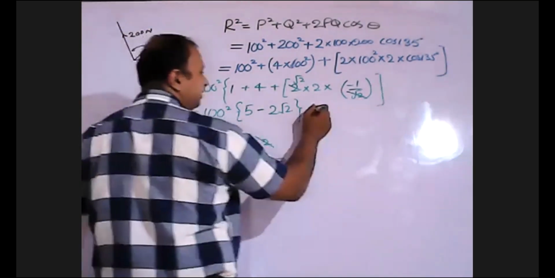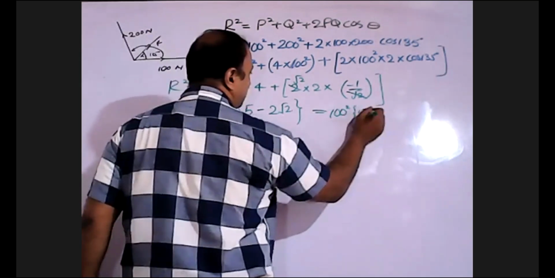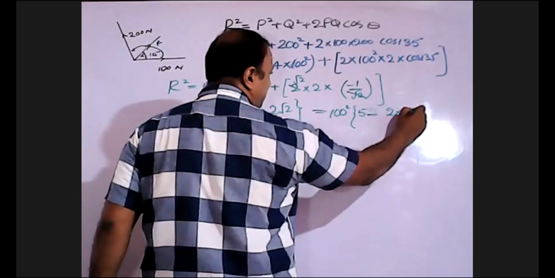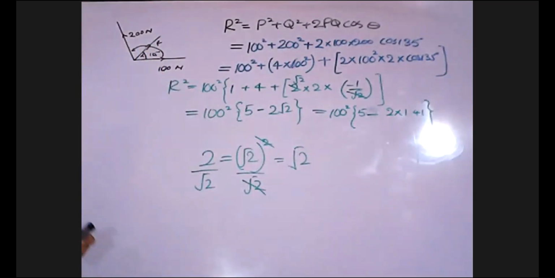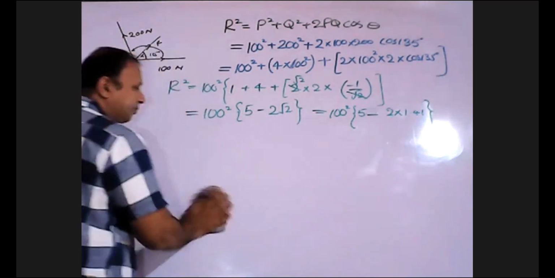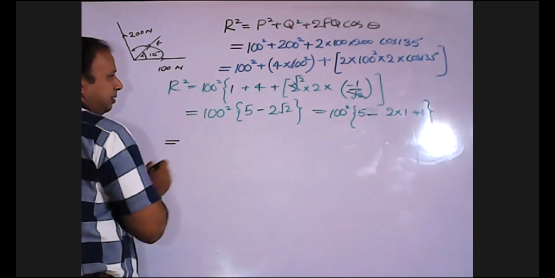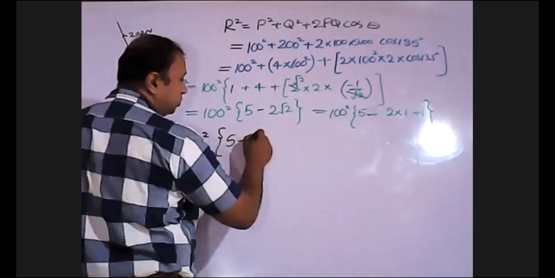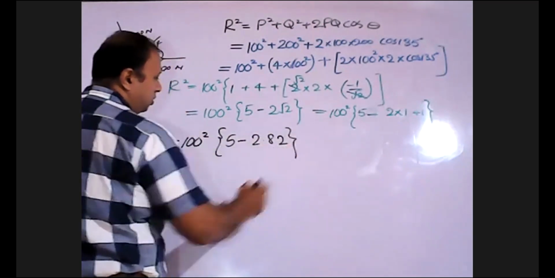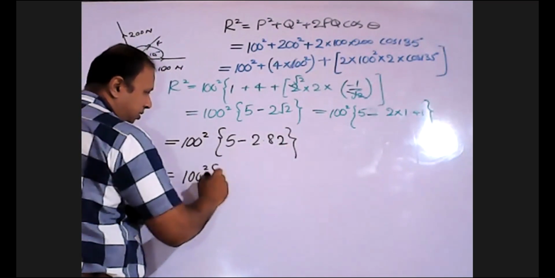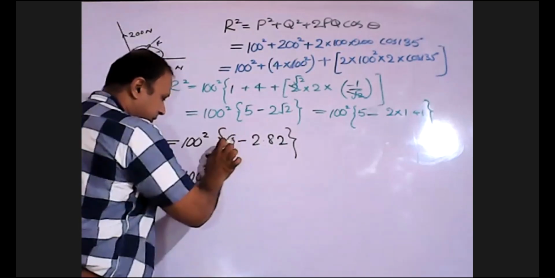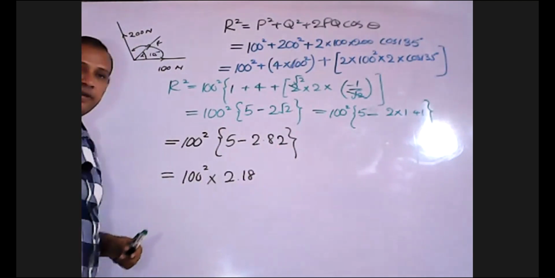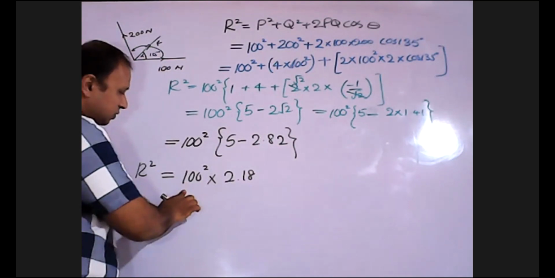If it is 1.41, this is 100 into, sorry, 5 minus 2 times 1.41. That means 100 into 5 minus 2.82. If you simplify this one, this is equal to 2.18. Therefore, r squared is equal to 100 squared into 2.18.